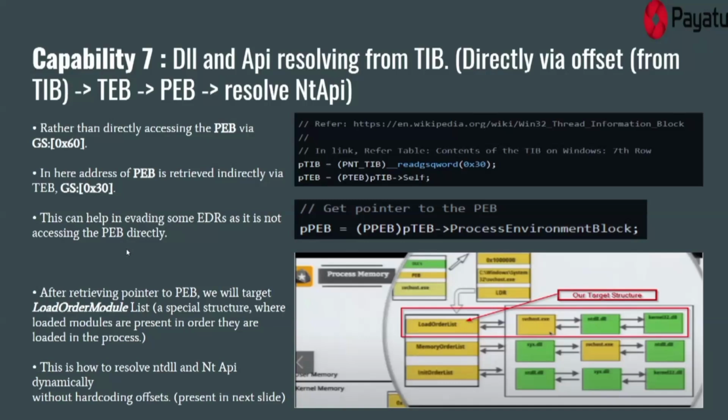Then after getting the address of the PEB, I targeted another special structure called the loader module list, because this structure contains all loaded modules in the order the processes got loaded. From there, I was able to retrieve the address of NTDLL. Then after getting the address of NTDLL, I was able to get the addresses of the NT APIs.